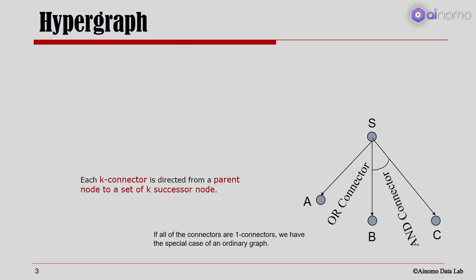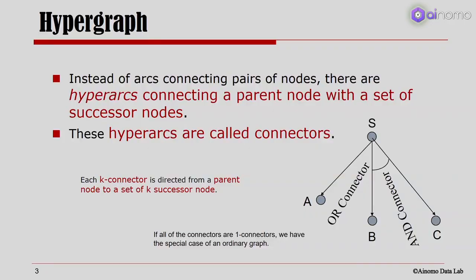Before we move on to understanding and/or graphs, let us review what we mean by hypergraphs. Hypergraphs are where the arcs connecting pairs of nodes are referred to as hyperarcs. They connect a parent node with a set of successor nodes. These hyperarcs are called connectors. Coming back to the example, here B and C together have to be solved to solve S. So, the link between these is referred to as a 2 connector.